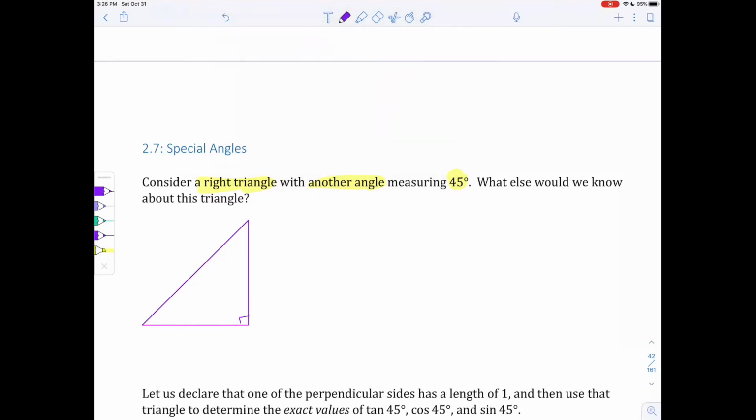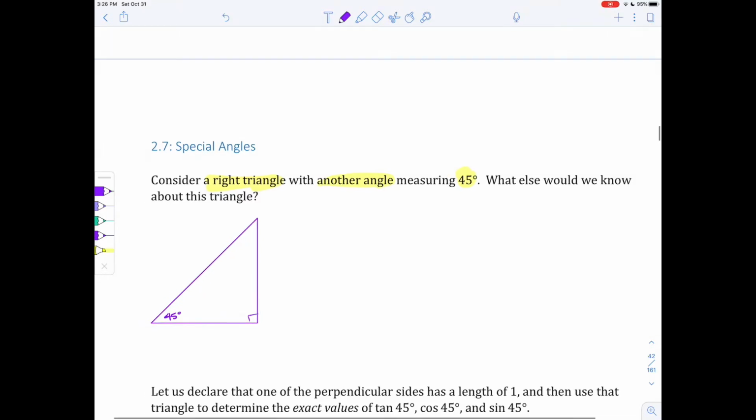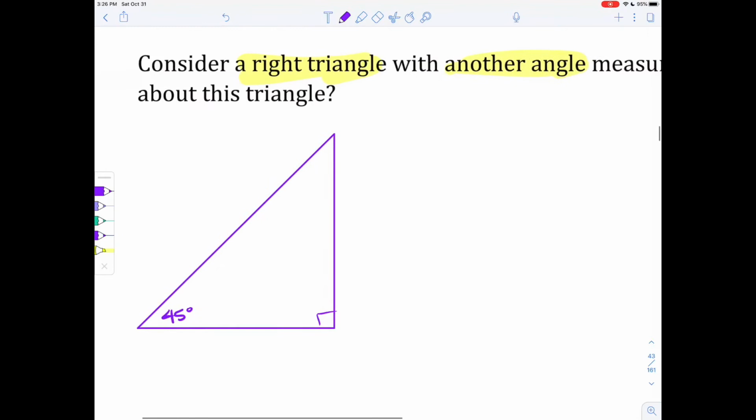Alright, so we've got that 90-degree angle. It has another angle that measures 45 degrees. What else could we possibly know about this triangle? Well, there's something else we could find out, and that's this remaining angle here. That angle's measure would have to be 180 minus 90 minus 45, since all angles add up to 180.